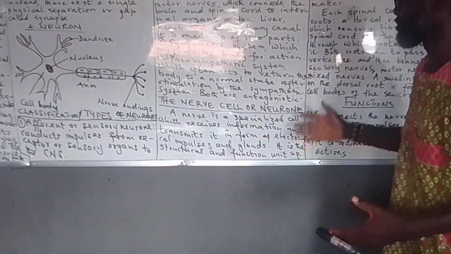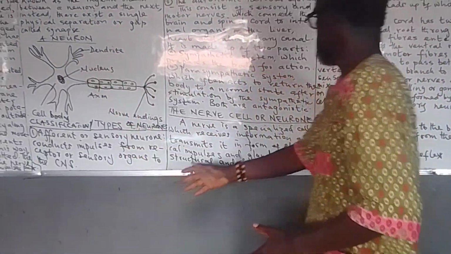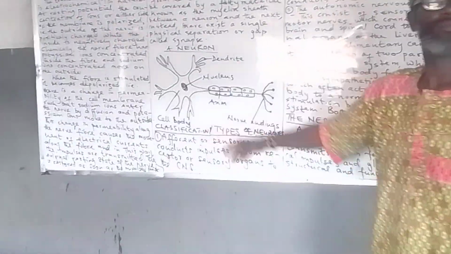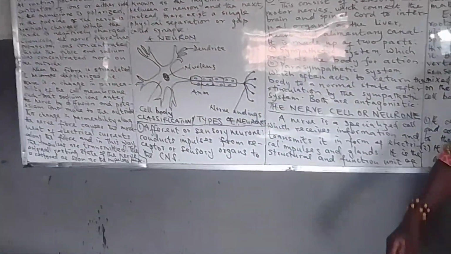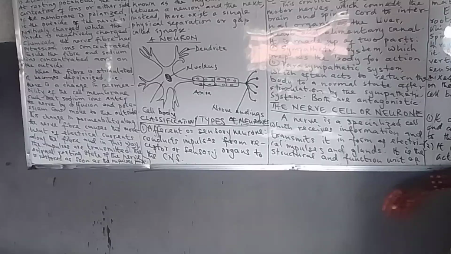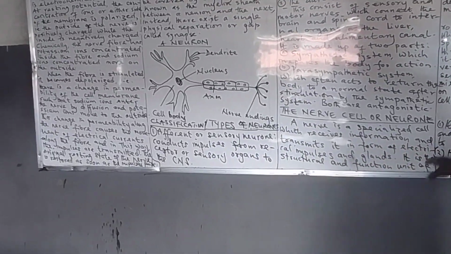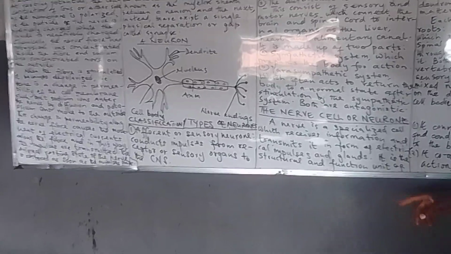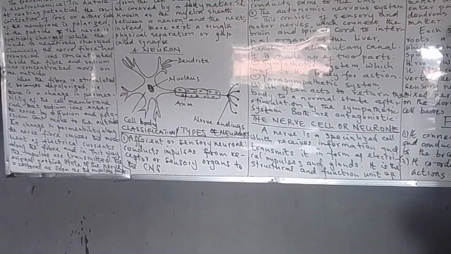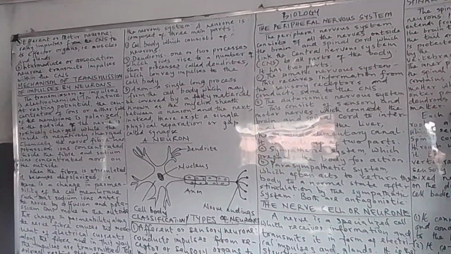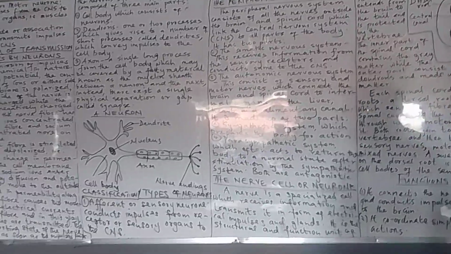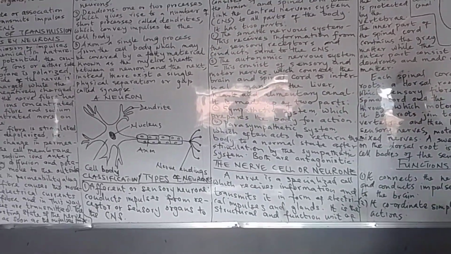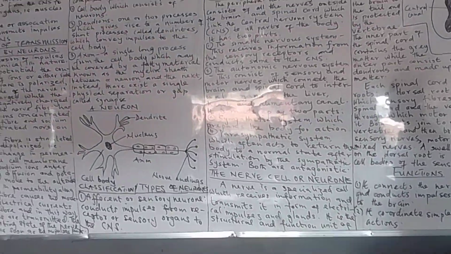So what do we mean by a neuron? A neuron, the nerve cell, is also called the neuron. As you can see, the picture of the neuron. A neuron is a specialized cell which receives information and transmits it in the form of electrical impulses to muscles and glands.